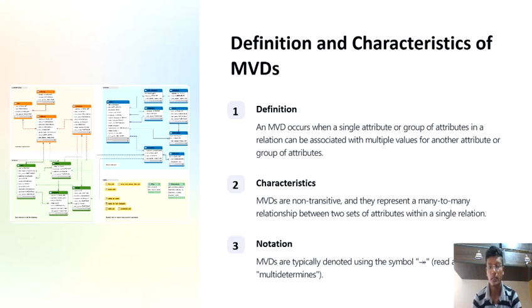Next is the characteristics of MVDs. MVDs are non-transitive and they represent a many-to-many relationship between two sets of attributes within a single relation. Next one is notation. MVDs are typically denoted using the symbol. The symbol we can read as multi-determinants. This is the notation of MVDs.